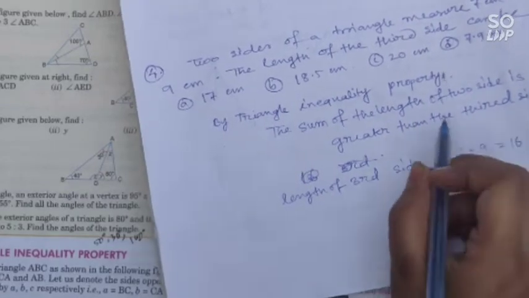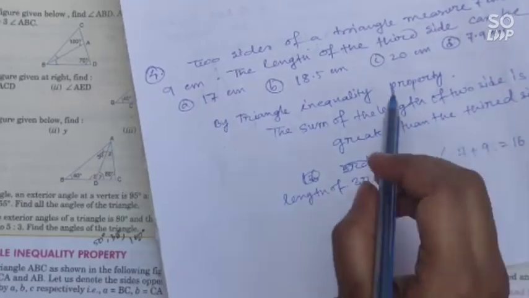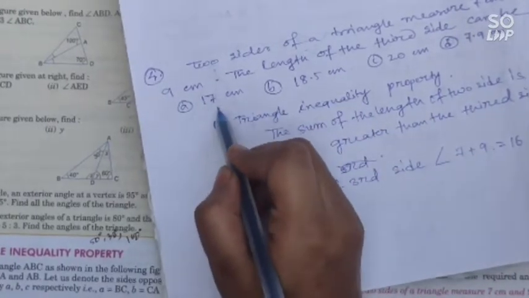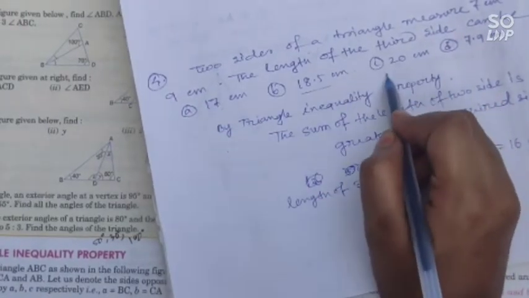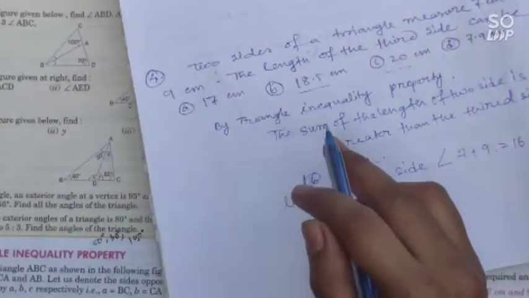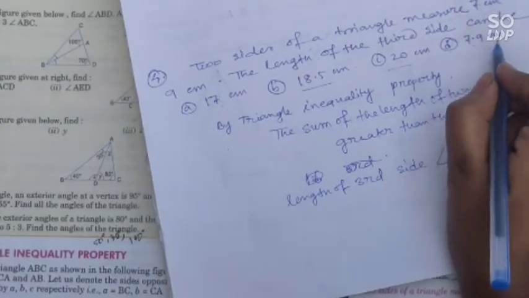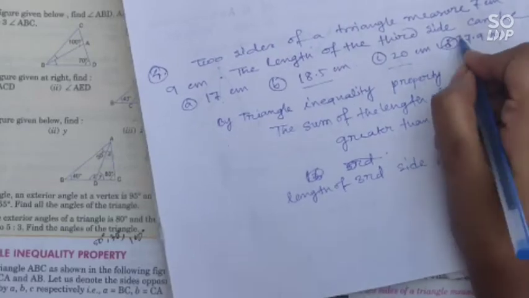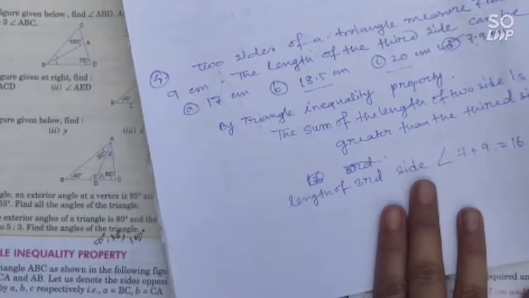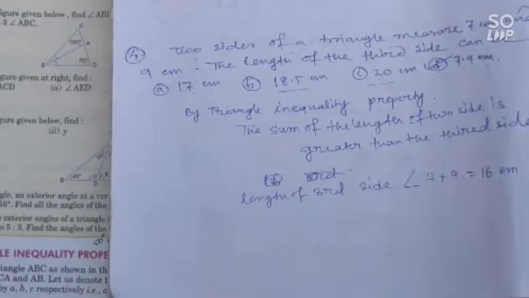16 cm. So in these options, this is greater than 16, this is also greater than 16, this is greater than 16. So these options are not correct. But 7.9 cm, this is less than 16, so this will be the correct option. I hope you can understand. Next question.